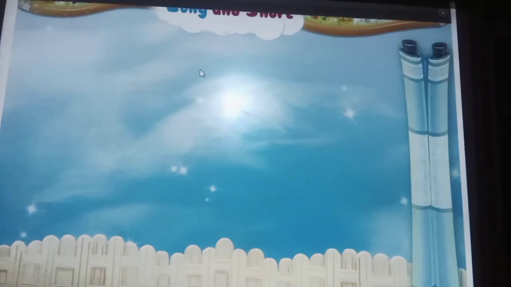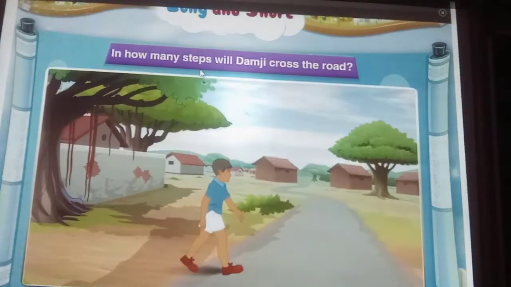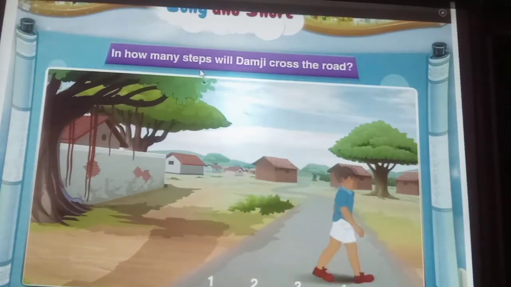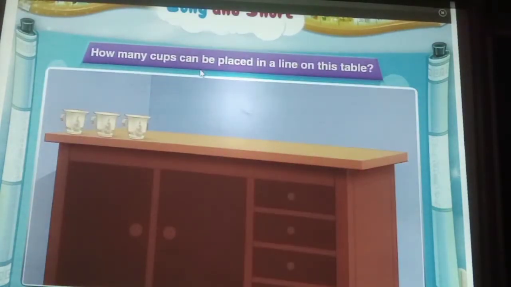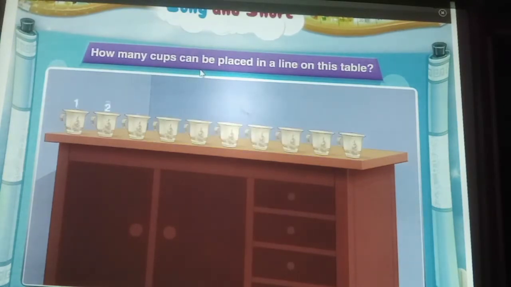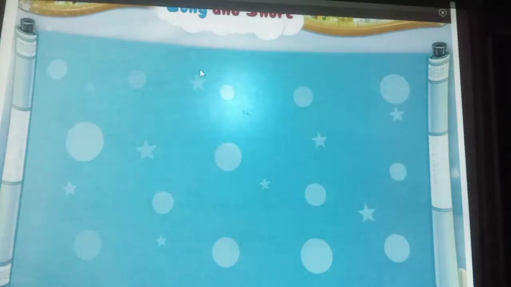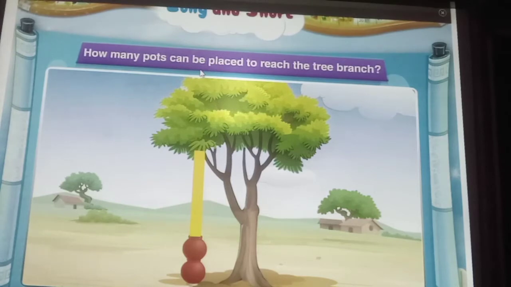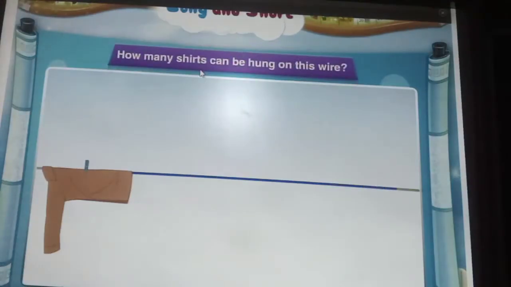How many? In how many steps will Damji cross the road? How many cups can be placed in a line on this table? How many pots can be placed to reach the tree branch? How many shirts can be hung on this wire?